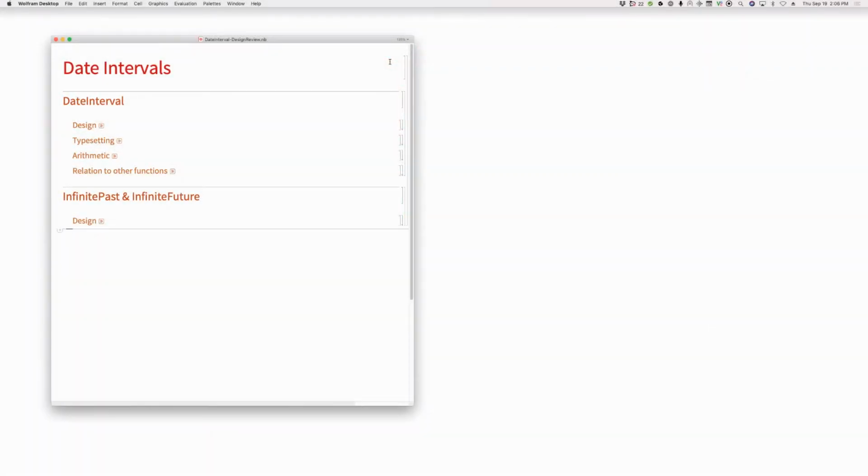Okay, we are talking about things to do with dates. I am a bit subdued because I have a cold today, but we will see what we can do. We are talking first about date interval.